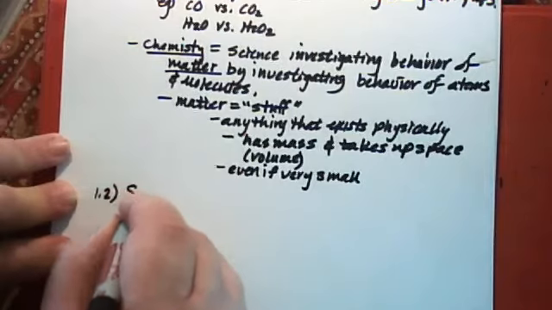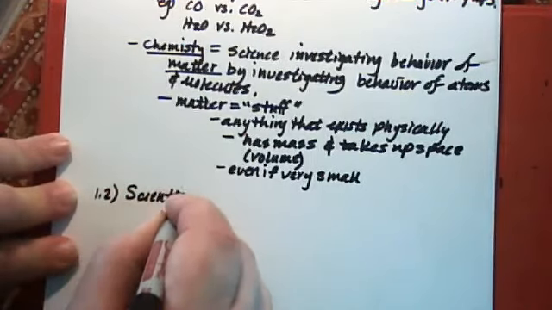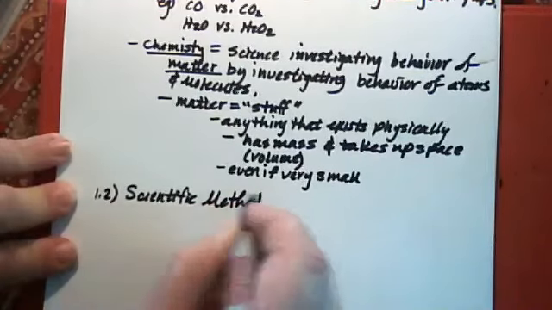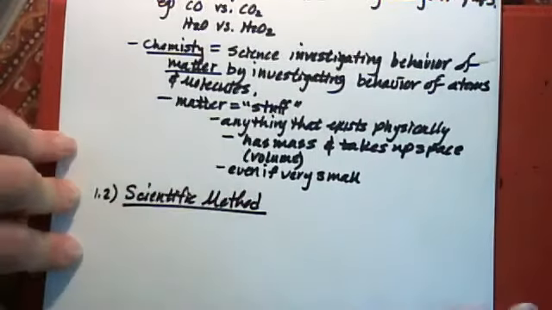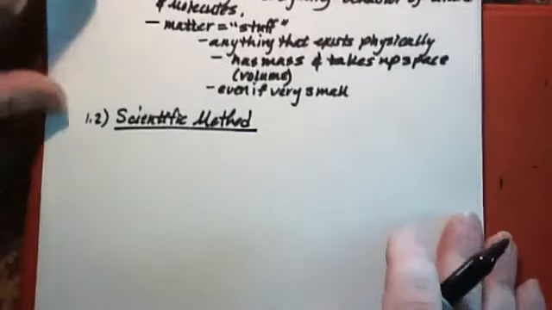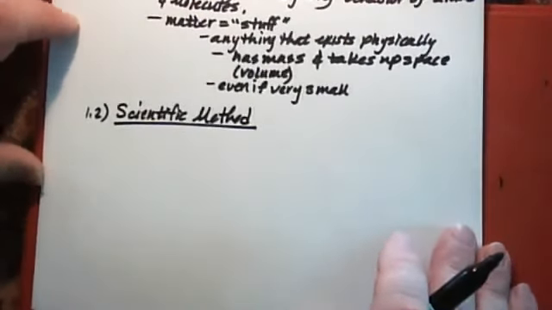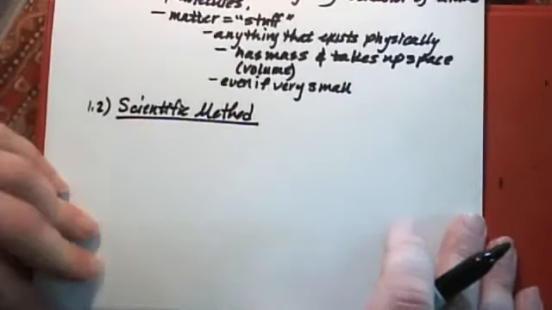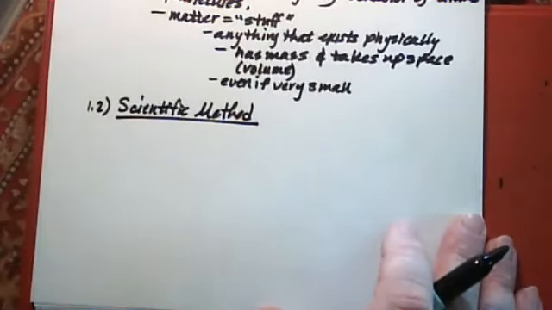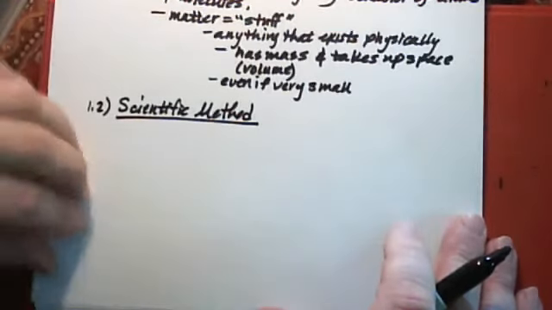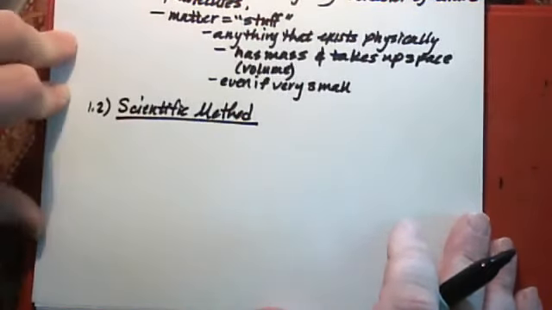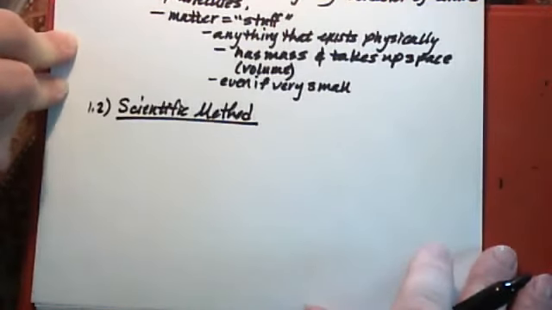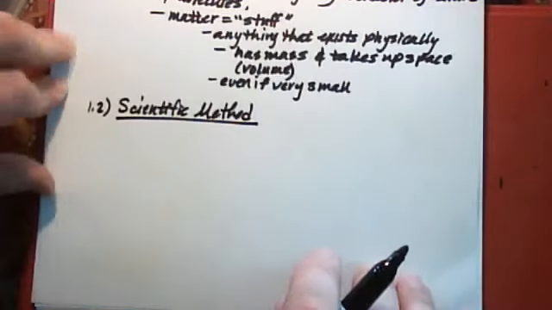Section 1.2 is about the scientific method, even though it's not actually called that. It's called the scientific approach to knowledge, but that's what they're getting at, the scientific method. The scientific method is just an overall process that scientists tend to use in order to formulate and arrive at reasonable and valid conclusions.